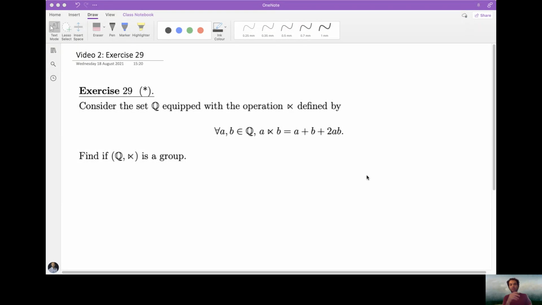Hello everyone. In this video we're going to solve exercise 29 of chapter 4 of the lecture notes. The goal of this exercise is to check whether you've understood the notion of a group, and here we use an example of a certain set, the rationals equipped with a certain operation. We just need to check whether it satisfies the different axioms of a group.